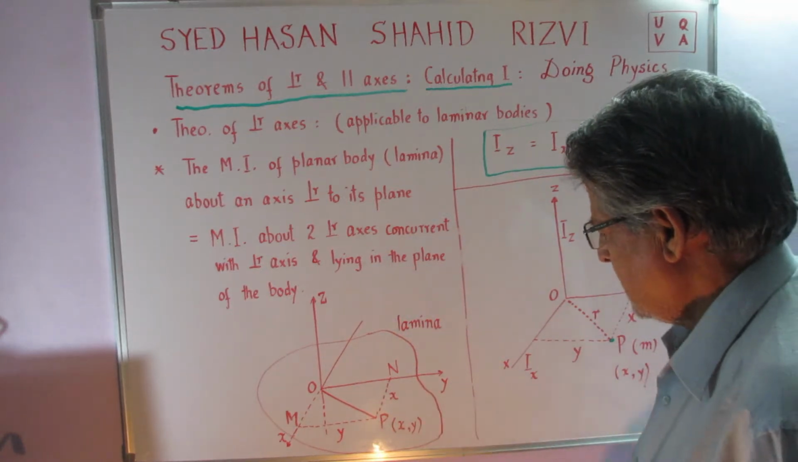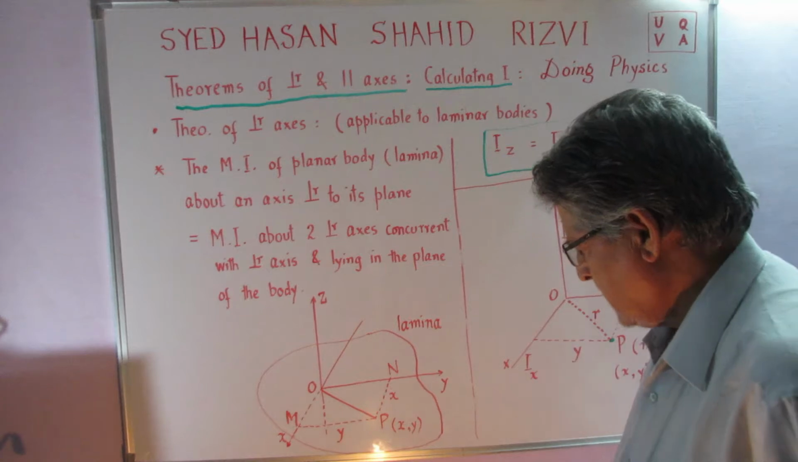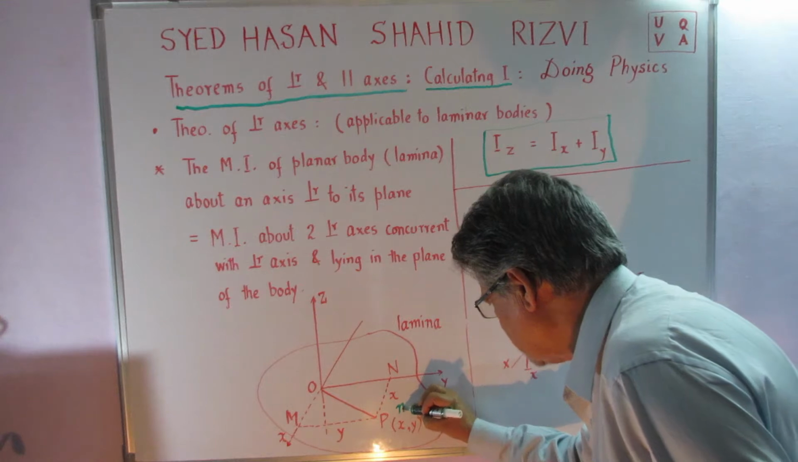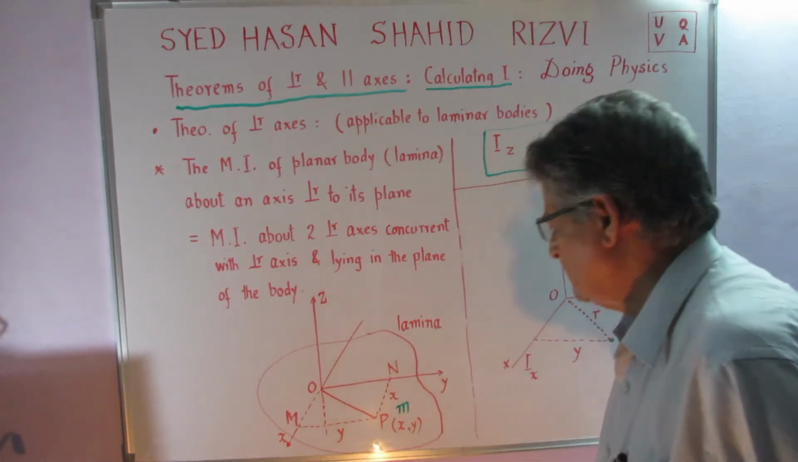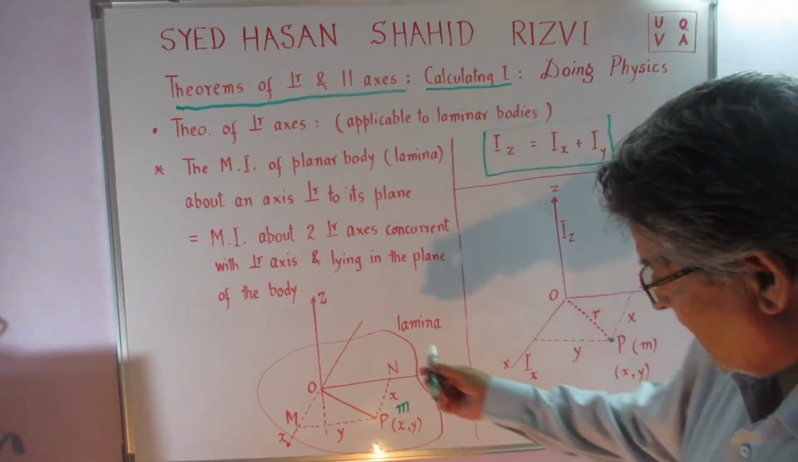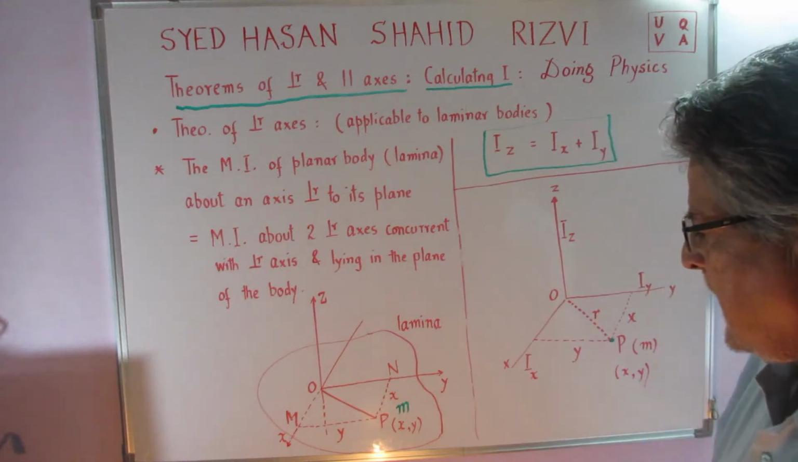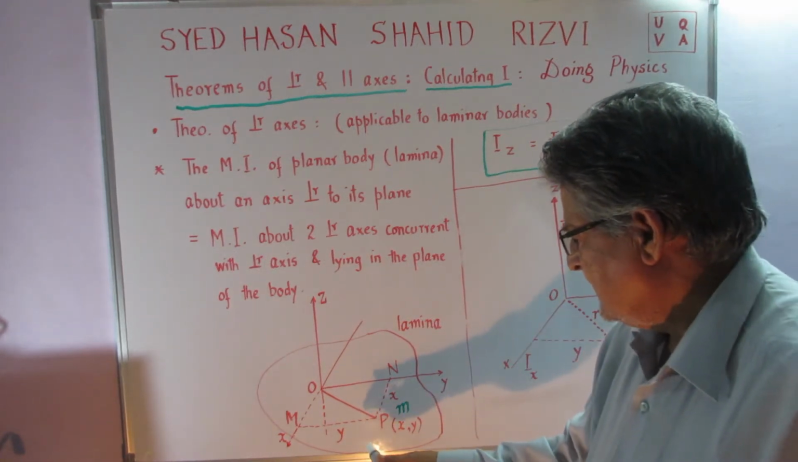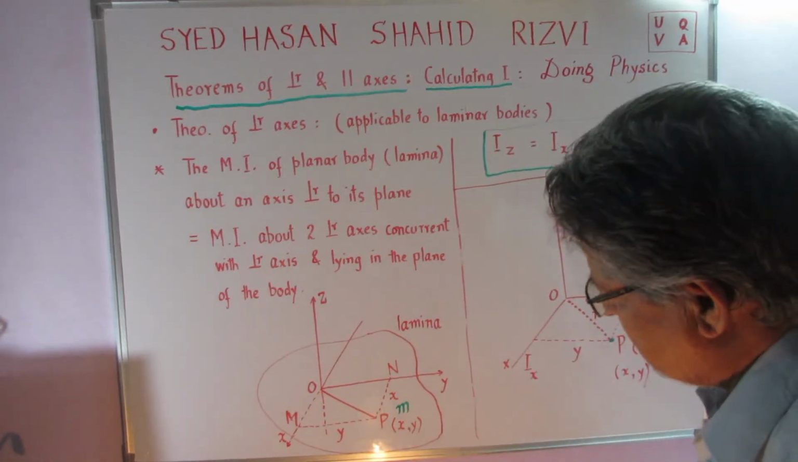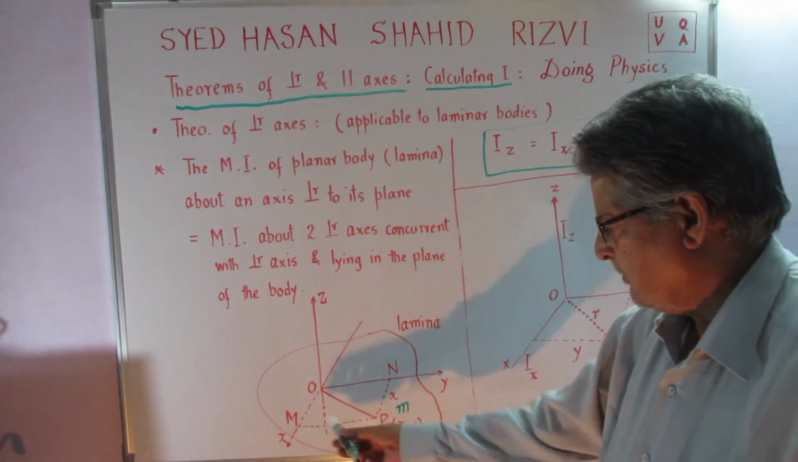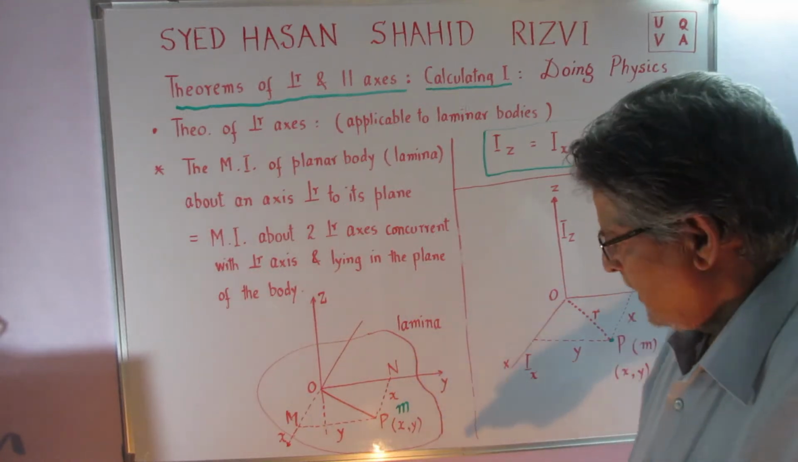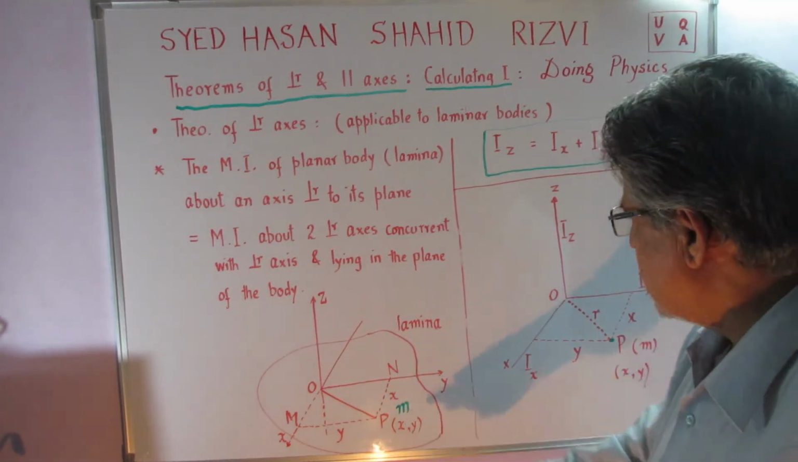So look here, I take a point P over here. This point P has an associated mass small m. So we take only one particle which is a constituent of the lamina, and we can see that the perpendicular distance of the point from the x-axis is y, and from the y-axis it is x. So this point I can define as (x, y).